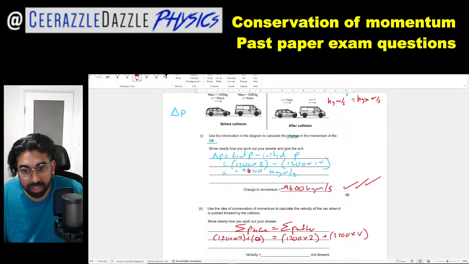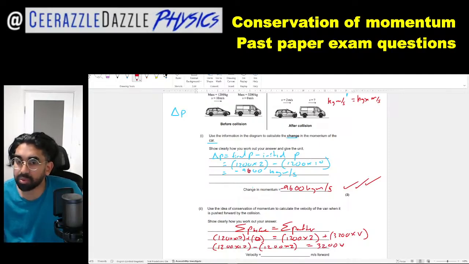Now we're going to solve this. 1200 times 10 on this side, and then we're going to subtract from it 1200 times 2. That will be equal to 3200v. Yes, make sure you're happy with the algebra.